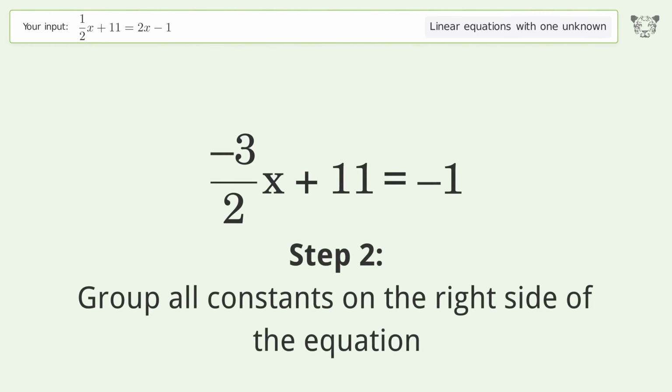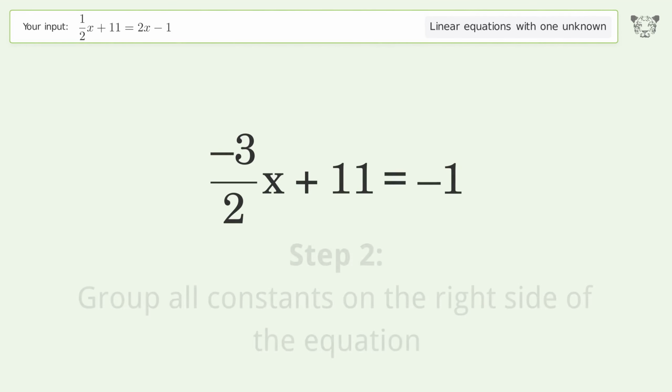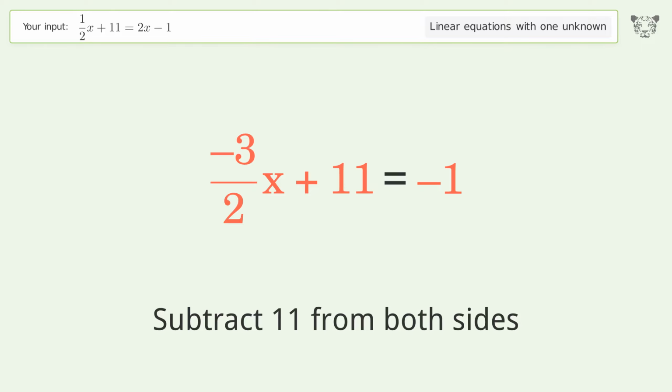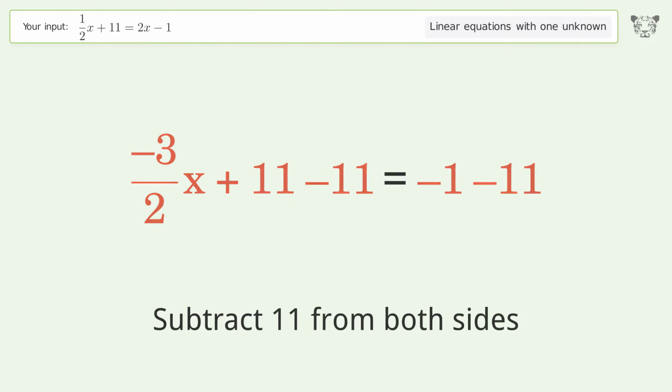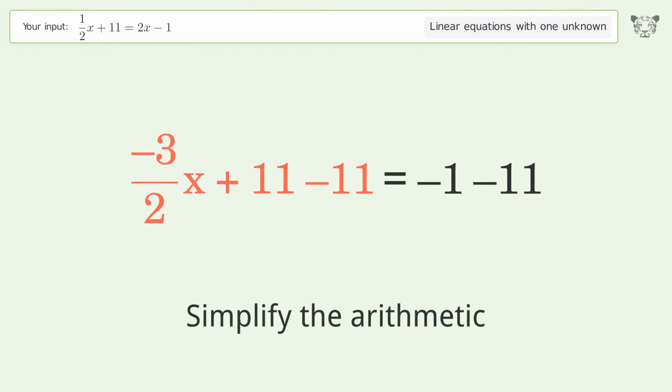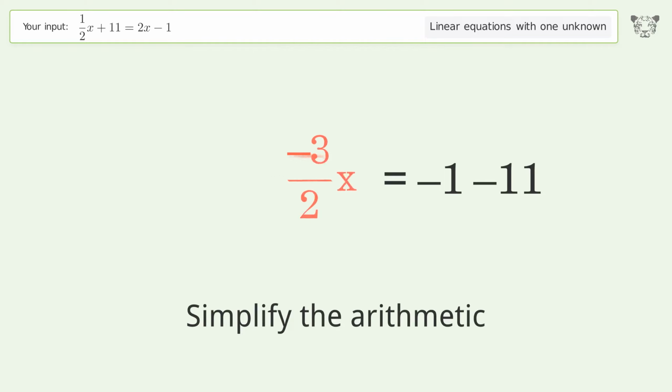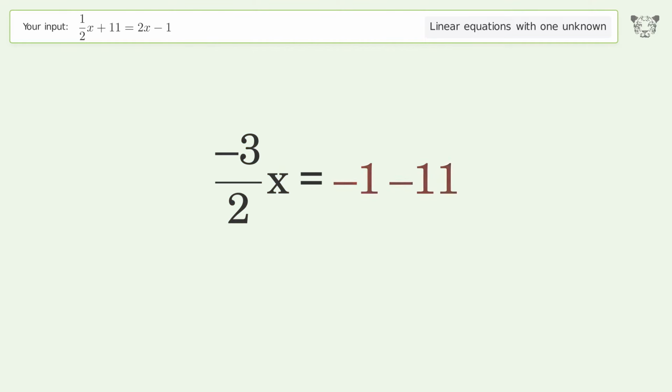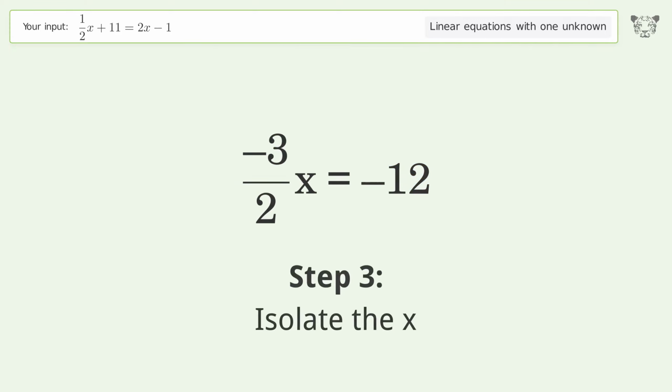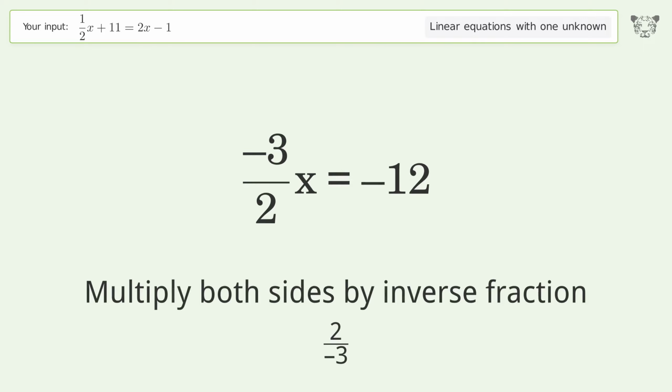Group all constants on the right side of the equation. Subtract 11 from both sides. Simplify the arithmetic. Isolate the x. Multiply both sides by inverse fraction 2 over -3.